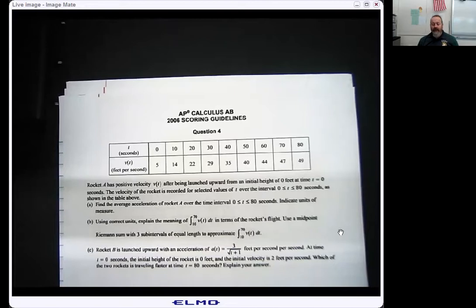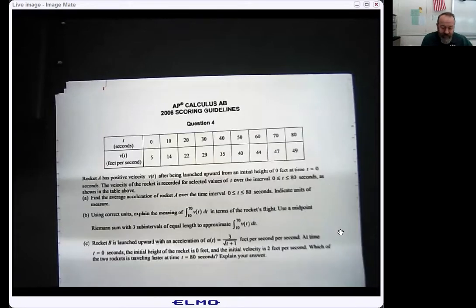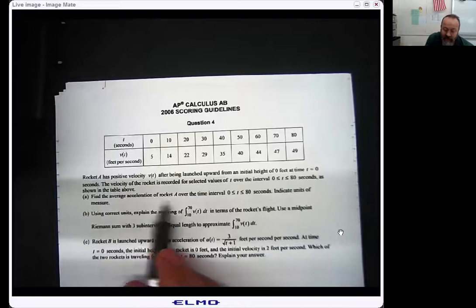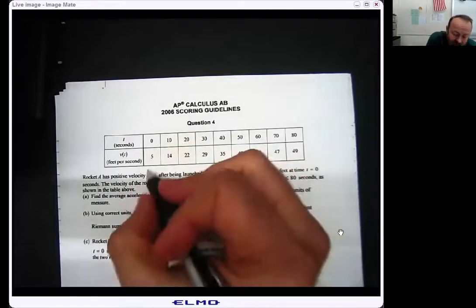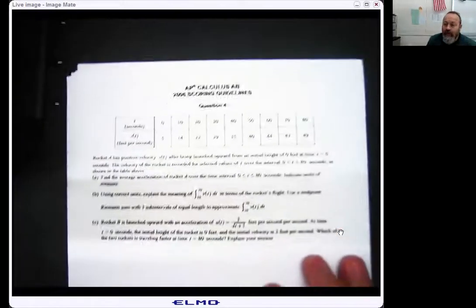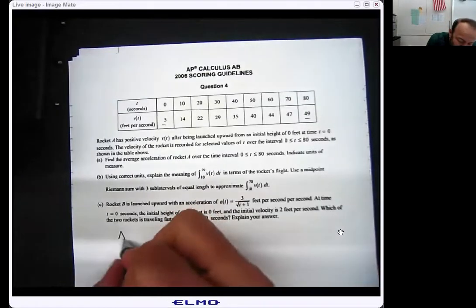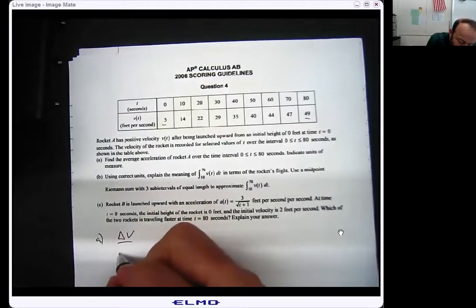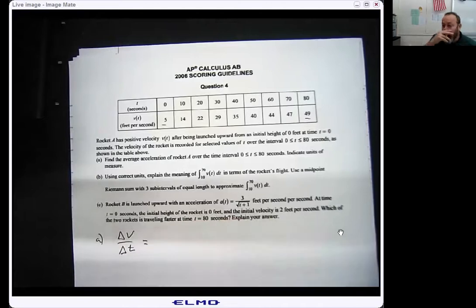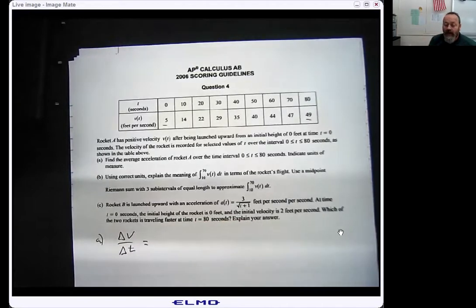So it is definitely getting faster and faster and faster, but the rate at which it is getting faster is sort of decreasing. So let's find the average acceleration over this time interval. Really, acceleration is change in velocity over change in time. And we know that acceleration is not a constant. We kind of looked at that already.